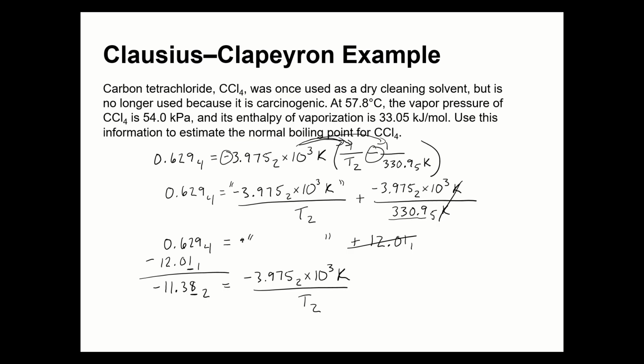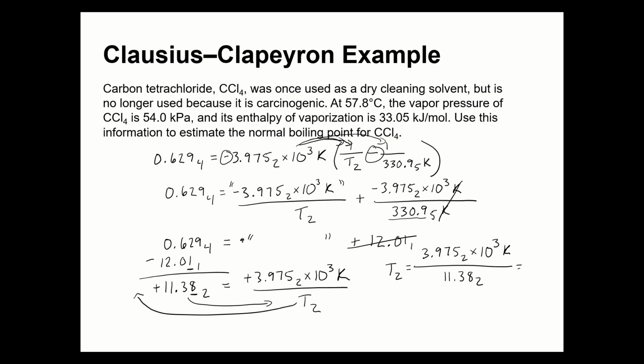Okay, so it's getting pretty simple now. We see that we've got two negative numbers, so we could go ahead and cancel those out, make those positive. So we can ignore those. And T2 should be equal to, remember if we bring the T up here and then force that 11.38 underneath, we get 3.9752 times 10 to the third Kelvin divided by 11.382.